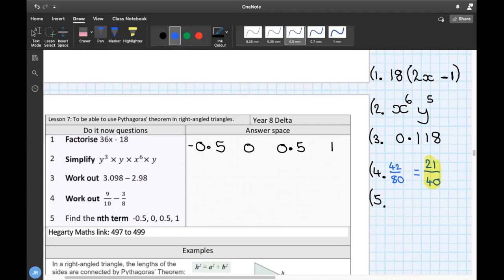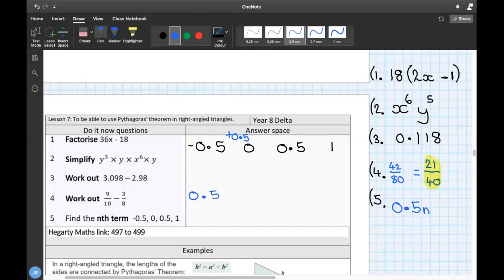Well, from negative 0.5 to 0, I'm going up 0.5. I'm adding 0.5 each time. So it's like we've got a form of the 0.5 times tables here. So I've actually found the first part of my nth term. It's going to be 0.5n. I now need to write down my 0.5 times table.